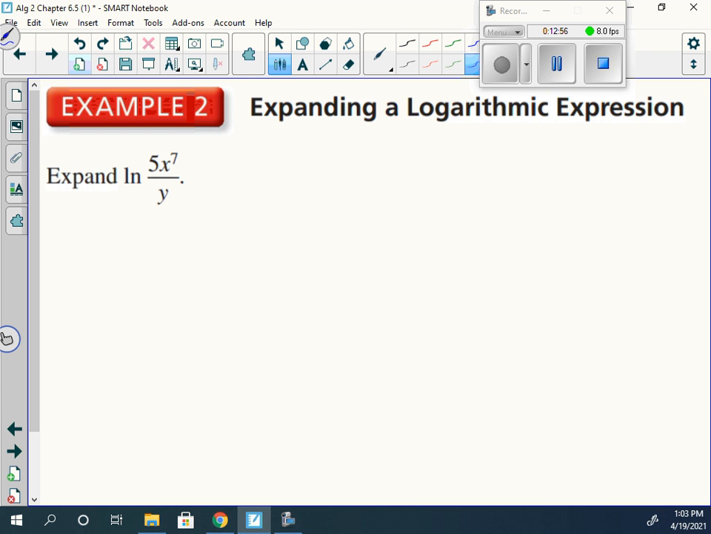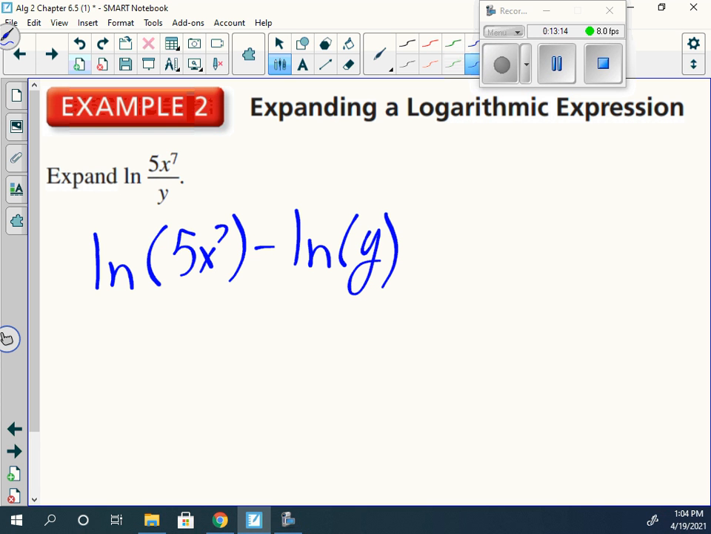So when we look at this here, we have the natural log of 5x to the 7th divided by y. And we want to start out with the division first. So we could rewrite this as the natural log of what? 5x to the 7th minus the natural log of y. Because the numerator is being divided by the denominator. Numerator goes in one, denominator goes in the other, and we have a subtraction in the middle.